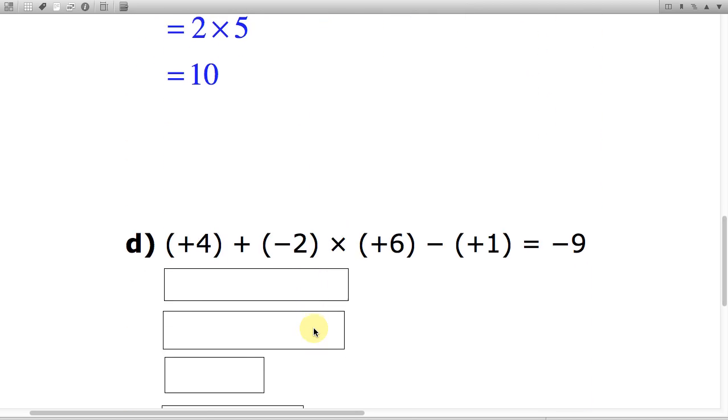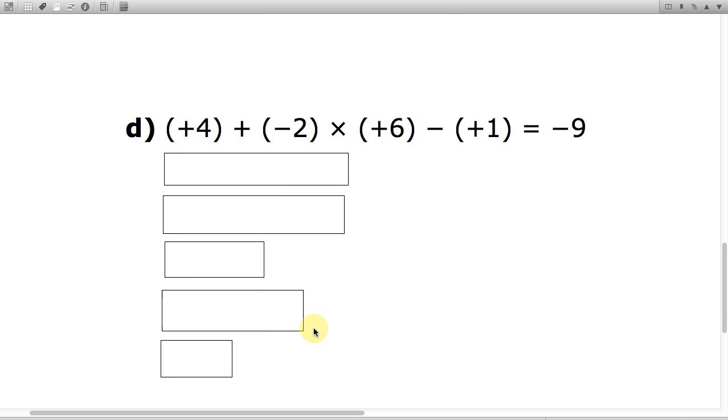Oh, sorry, there is one more here, part D. So where do you think we should place brackets here in order to get negative 9? You might want to try it yourself first. Are you ready for the answer?